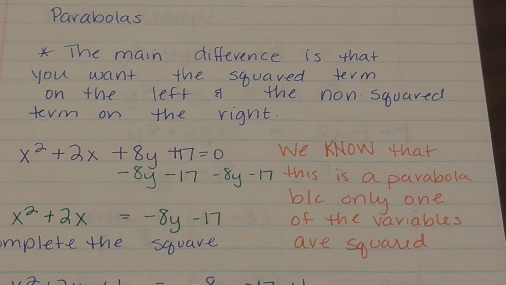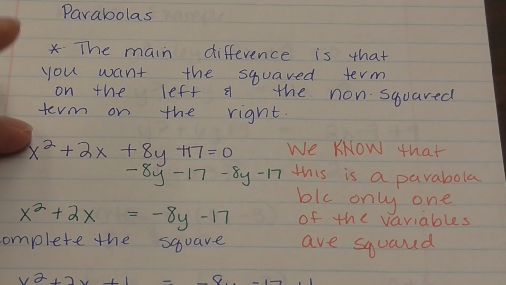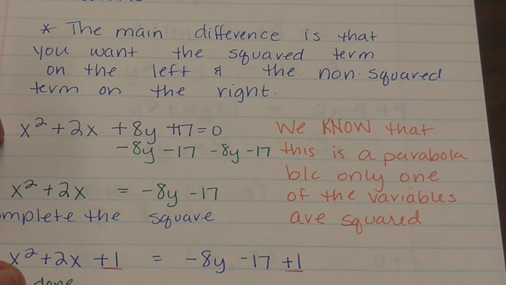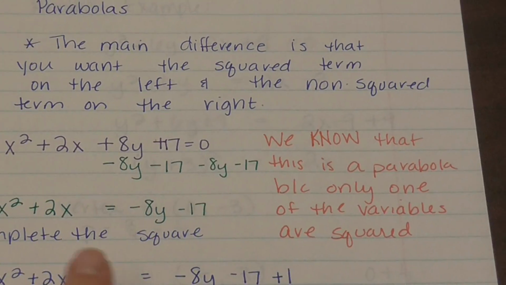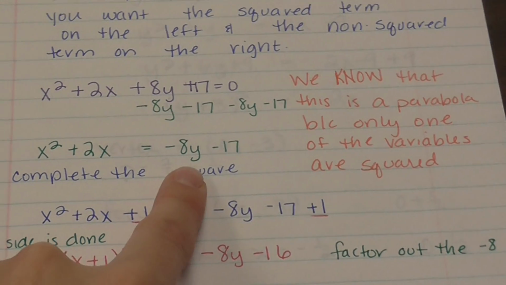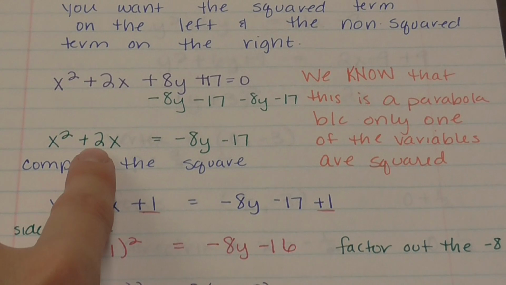So parabolas, all right, the main difference is that you're going to want the squared term on the left and the non-squared term on the right. So we know this is a parabola because only one of the variables is squared. It's the x that's squared, so I'm going to leave that on the left side with any other x's. I'm going to get rid of anything y or just numbers. So I'm going to subtract the 8 and the 17 from both sides, and I get x squared plus 2x equals negative 8y minus 17. Here's that complete the square.